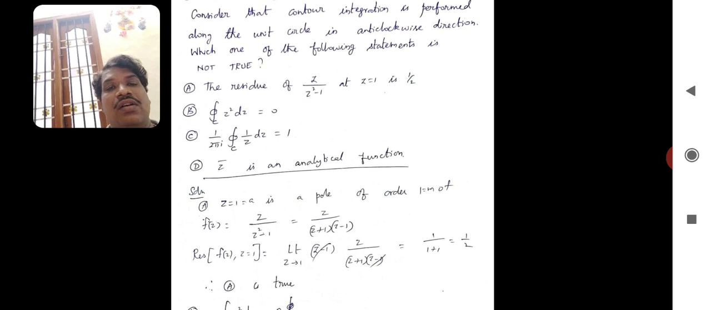Now let me find out what is the residue for the pole z equals 1. Before finding the residue, let me take the function given, and we can factorize the denominator of the function. So f of z equals z by z square minus 1. I can rewrite the denominator as z plus 1 into z minus 1. Therefore f of z is z by z plus 1 into z minus 1.